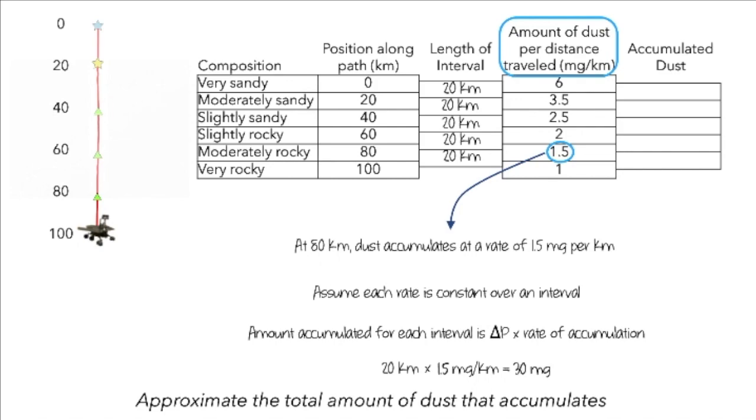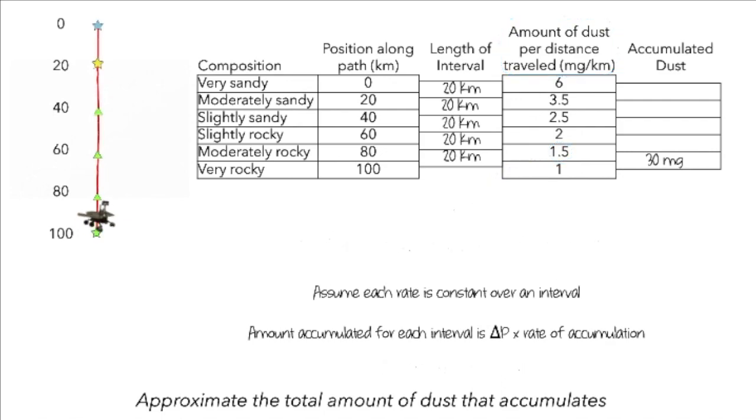So if we start over at the beginning of the rover's trip, as the rover travels over the first interval, it will travel 20 kilometers with an accumulation rate of 6 milligrams per kilometer. We multiply these to get 120 milligrams of dust accumulating. Then the rover will travel over the next interval, so it will travel another 20 kilometers, multiplied by a rate of 3.5 milligrams per kilometer to get 70 milligrams of dust accumulating.